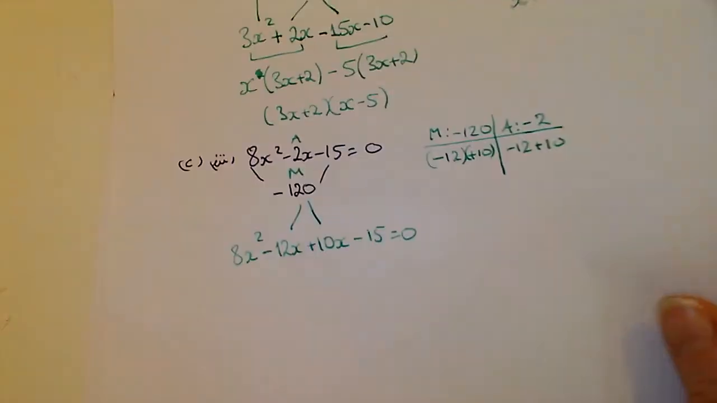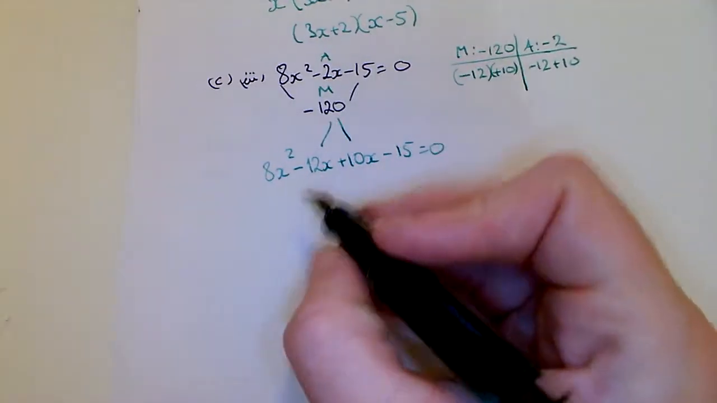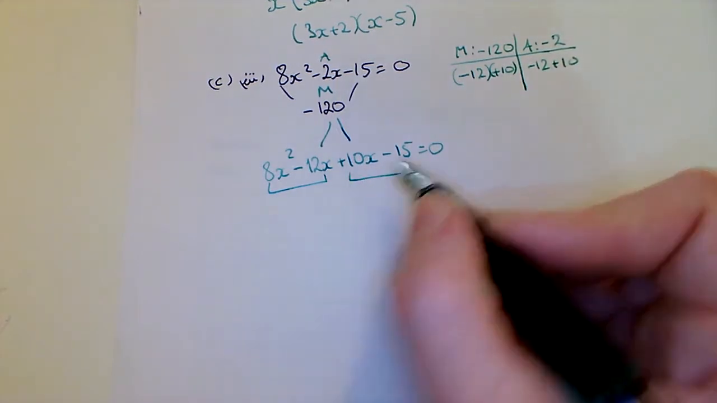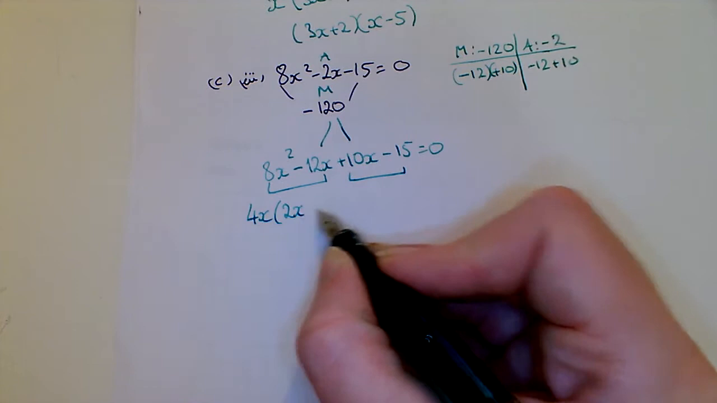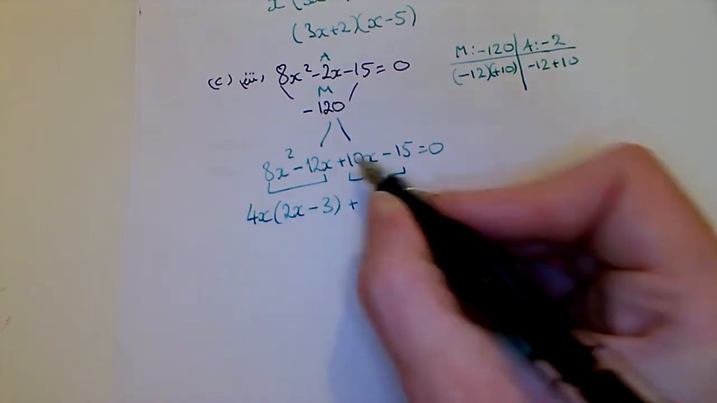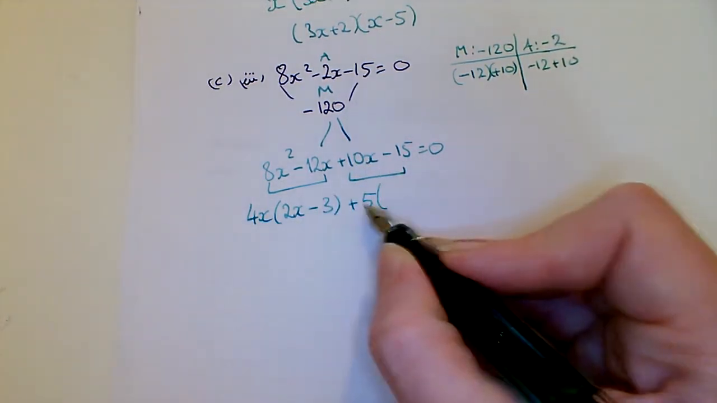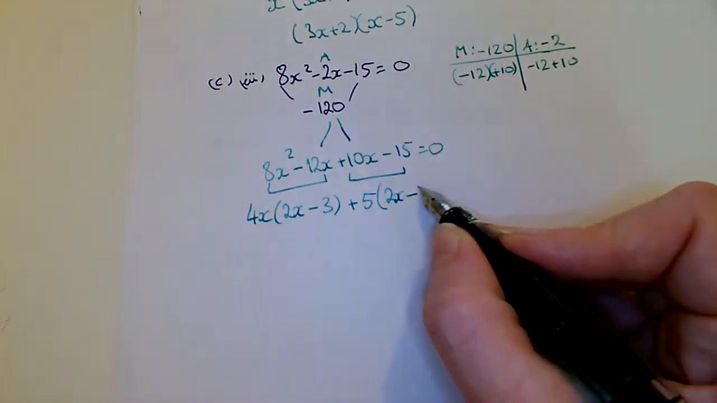Careful now, come off the screen. And so I can factorize by grouping. 4x is my common factor, leaving me with 2x minus 3, plus 5 is my common factor here, leaving me with 2x minus 3.